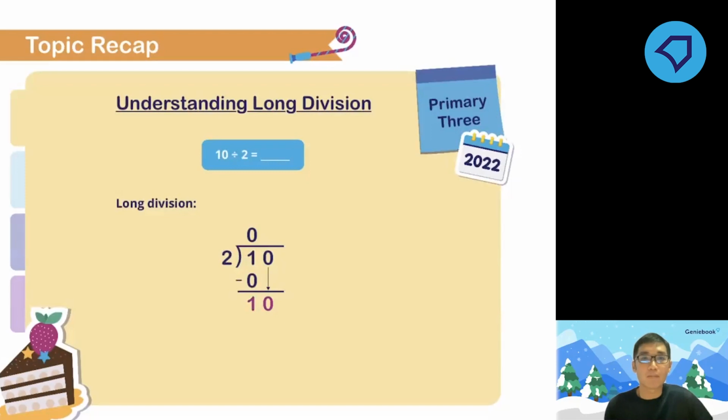So 10 divided by 2 will give me 5. Then multiply 5 times 2 would give me 10. And then I do a subtraction, I get 0. So I have no remainder when I perform 10 divided by 2. The answer to 10 divided by 2 when I perform long division is 5. Now, why is this related to factors?